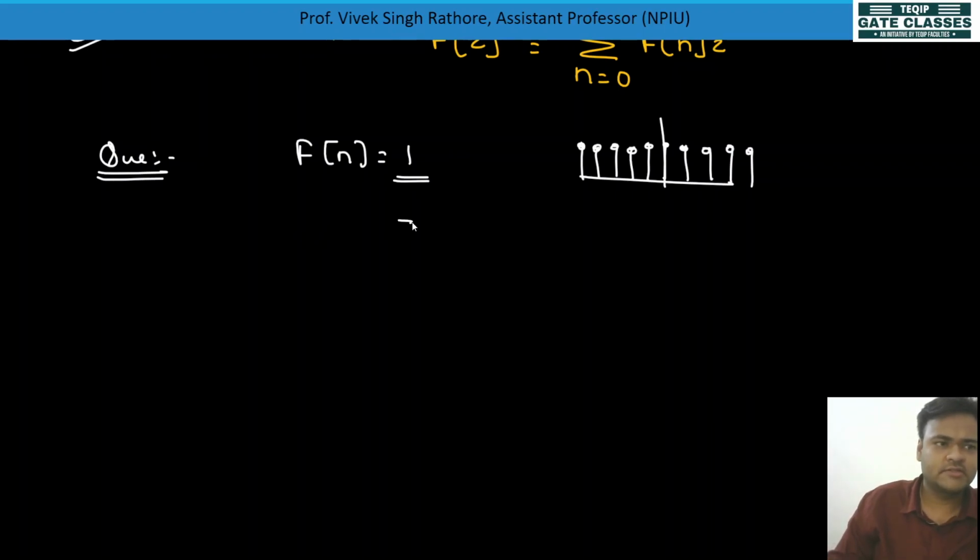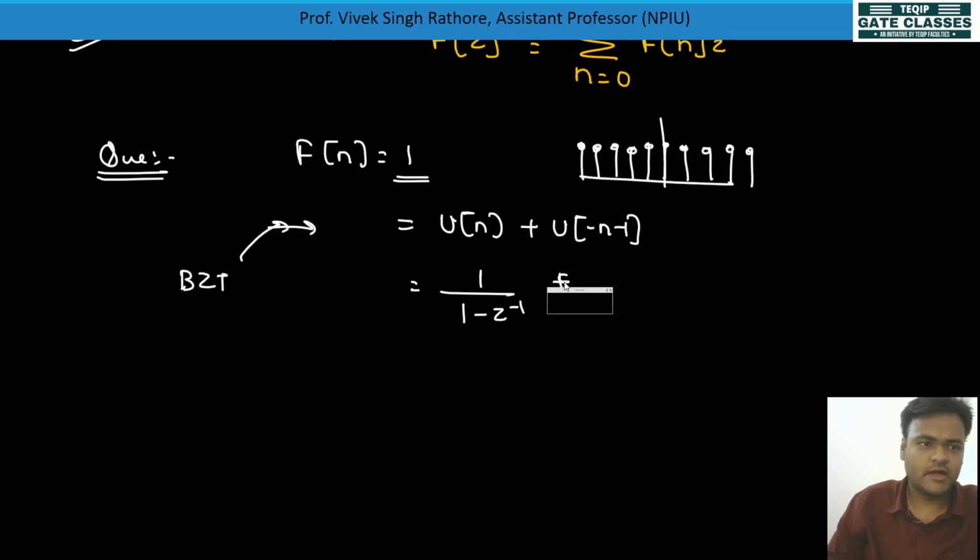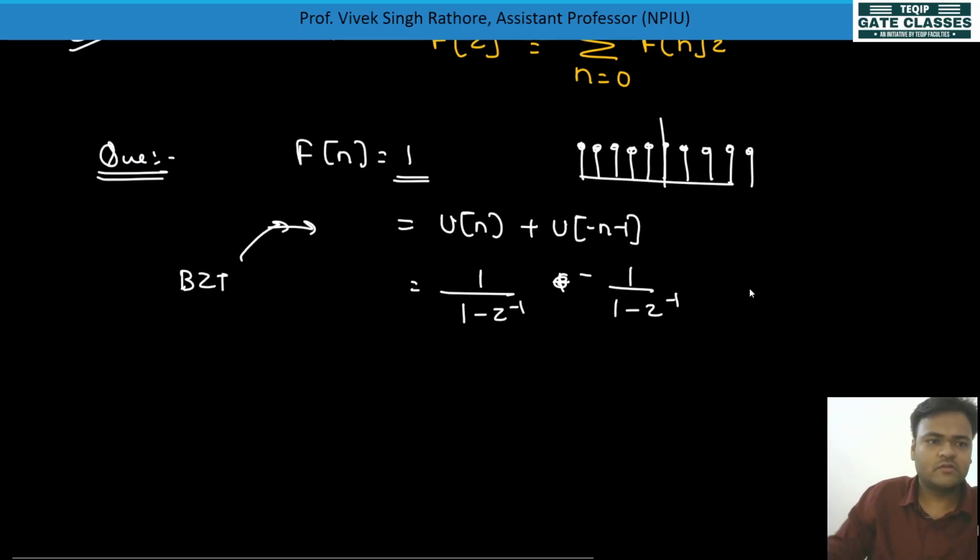But see, this 1 is equivalent to u of n, which means from n equal to 0 to infinity, and u of minus n minus 1, which will start from minus 1 and go to minus infinity. Earlier, in the bilateral Z transform, and we are talking about the bilateral Z transform only, we can treat this as 1 by 1 minus Z inverse, and here as minus 1 by 1 minus Z inverse, just the opposite. So obviously it is coming 0, so the Z transform was not defined for this value.